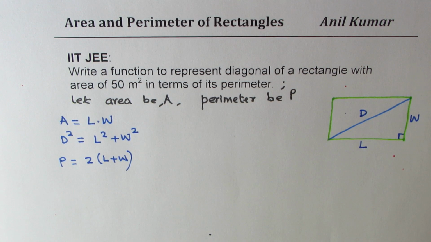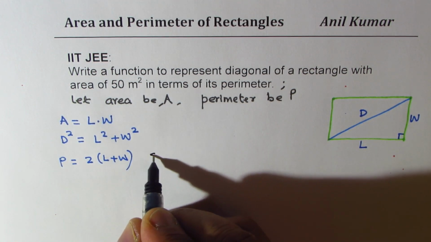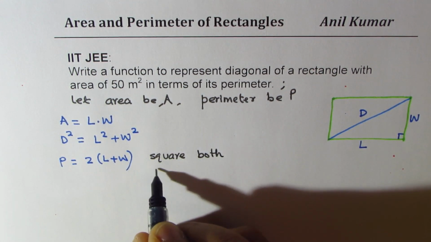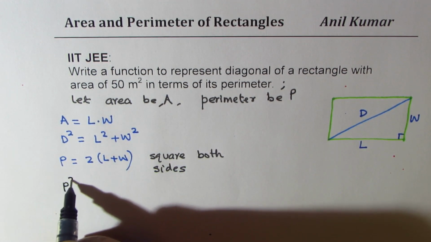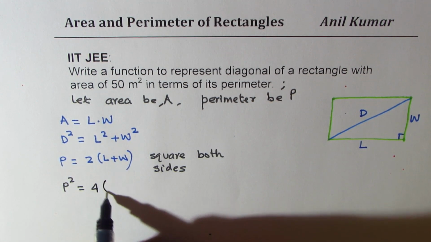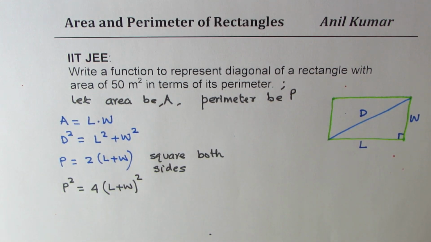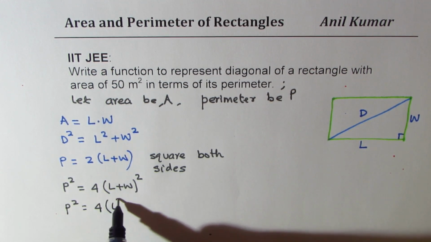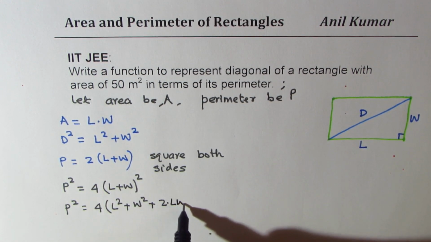Now we'll begin by squaring this particular equation, right? So let us square both sides. Then what happens? If I square both sides, I get P square equal to 4 times (L plus W) square, right? So 2 square is 4. That is how we get it. Is that okay? So what we get here is P square is 4 times (length square plus width square plus 2 times length and width).